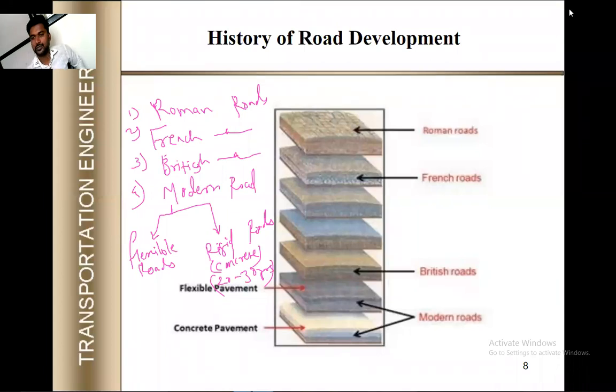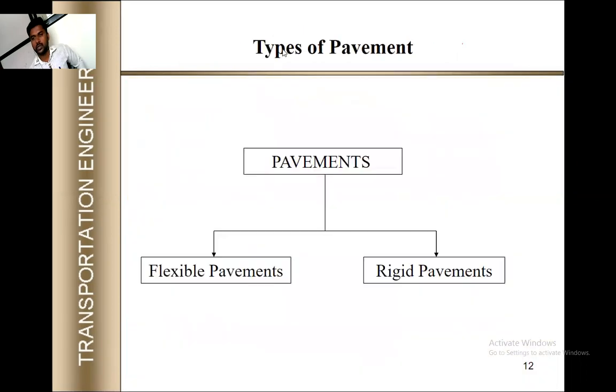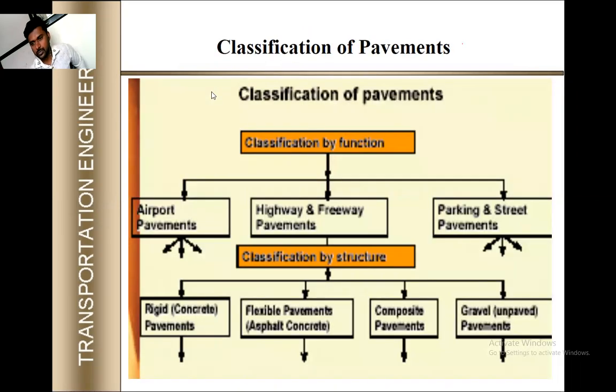We will move forward, if you have written this. Then the classification of the pavement. The classification of the pavement by the function is airport pavement, highway and freeway pavement, parking and street pavement. And then the classification by the structure: rigid pavement, flexible pavement, composite pavement and gravel pavement. So these are the classifications of the pavement.